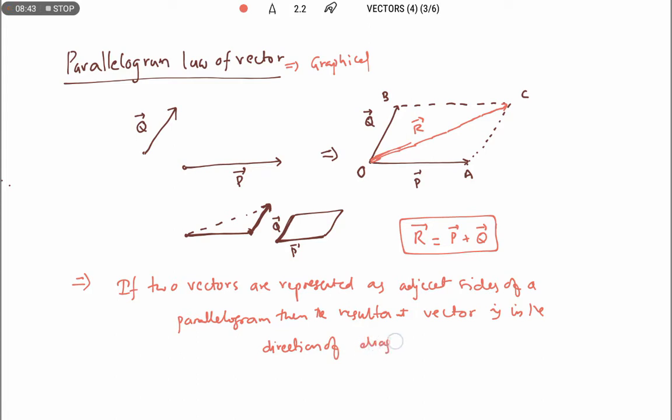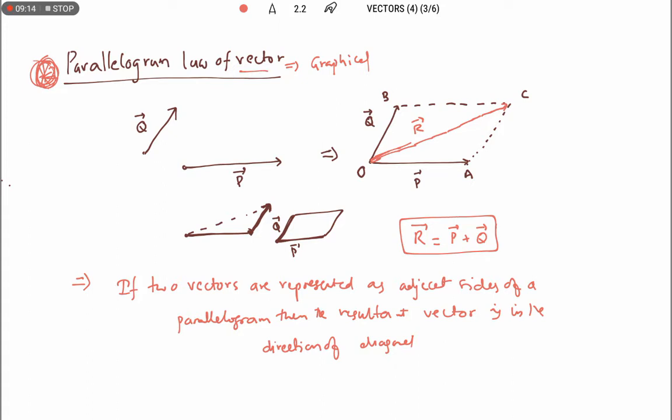So this parallelogram law of vectors is very important in dealing with forces: gravitational force, electrostatic force and magnetic force. In most of the cases, in finding the resultant forces, we are using this parallelogram law of vectors. It is the most important application of vectors. Okay? Right.